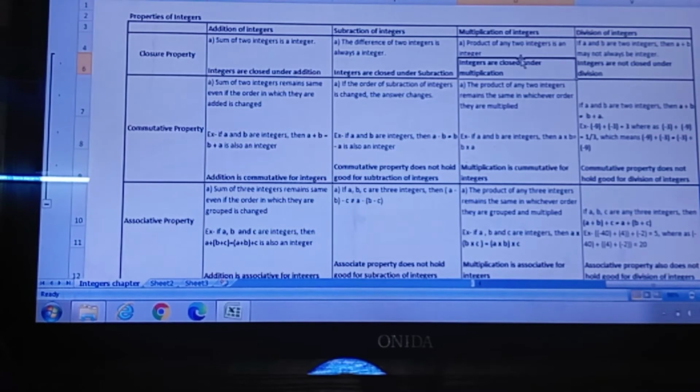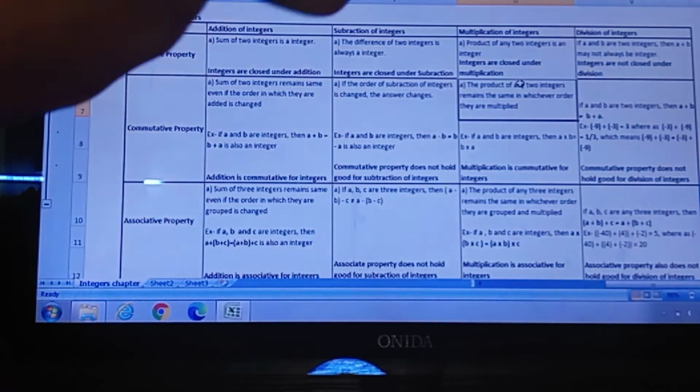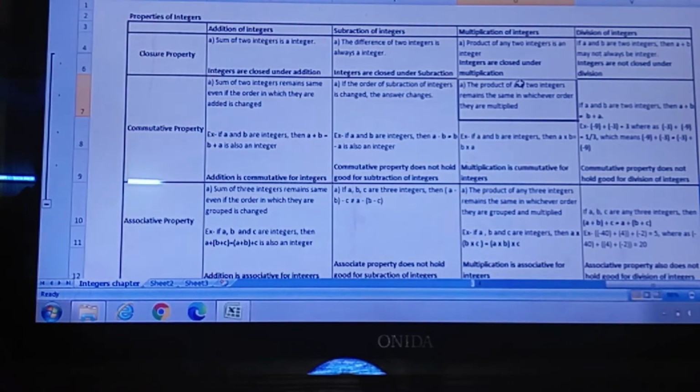Next, product. Why do we say product in multiplication? Whenever you multiply something with another thing, that gives you a product. So the product of two integers is always an integer as well. Here also, integers are closed under multiplication.